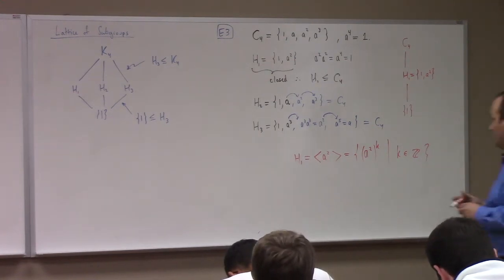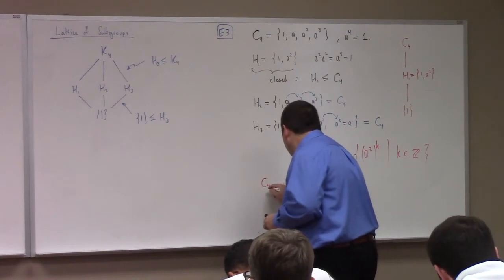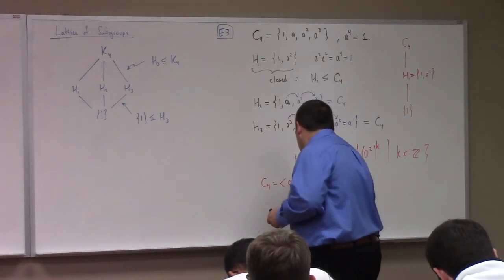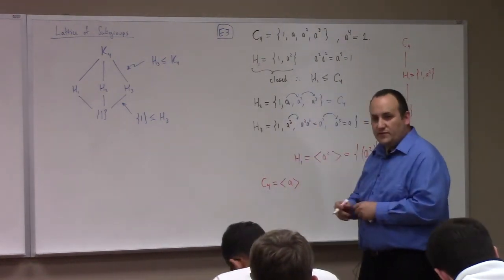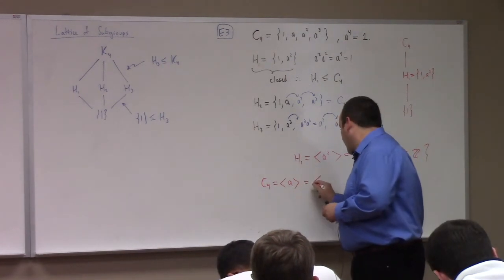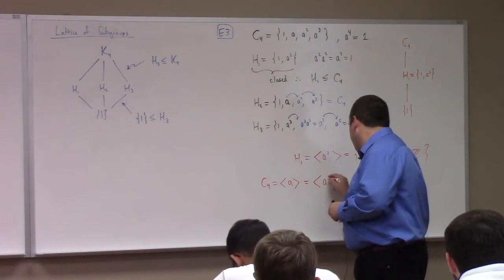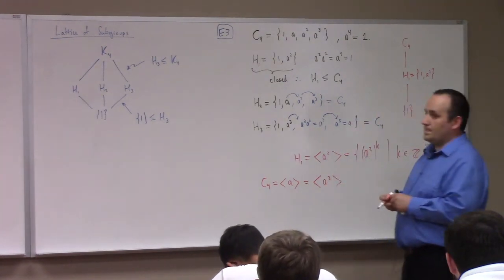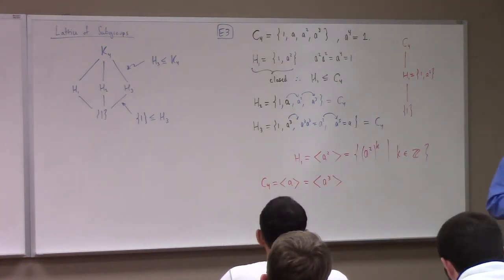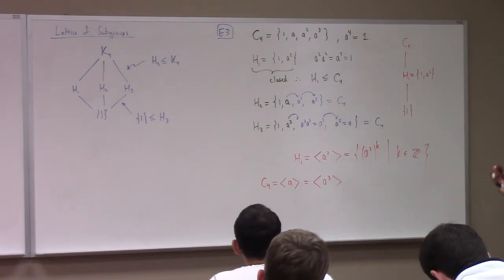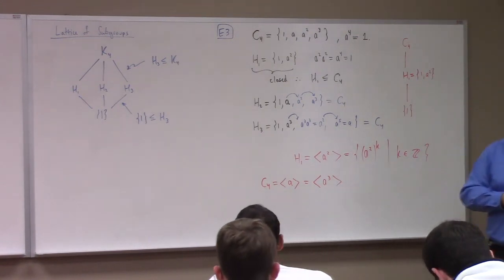All right. In contrast, C4 is, of course, the cyclic subgroup generated by A, but we also just showed that this cyclic subgroup is generated by what else? A cubed. Yeah. So this is all in the context of C4, which is our, at the moment, token example of a cyclic group.